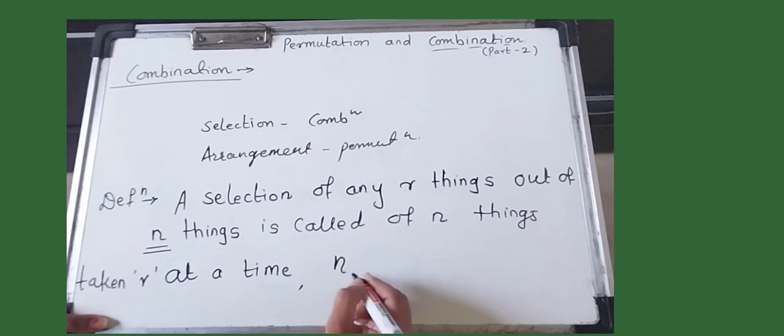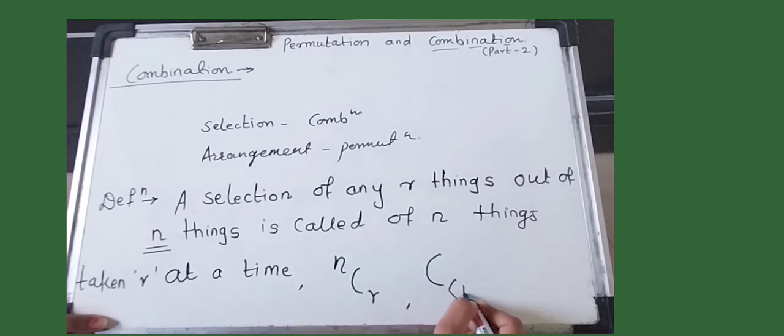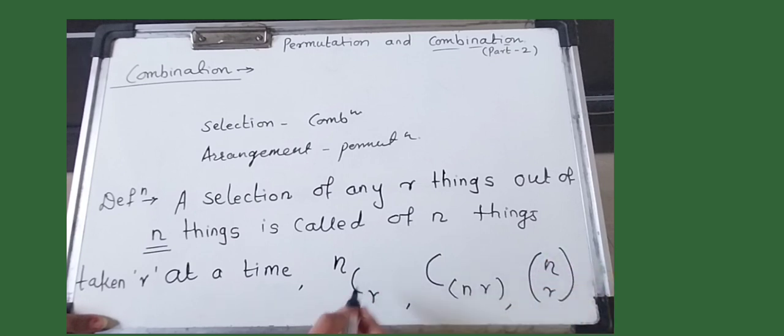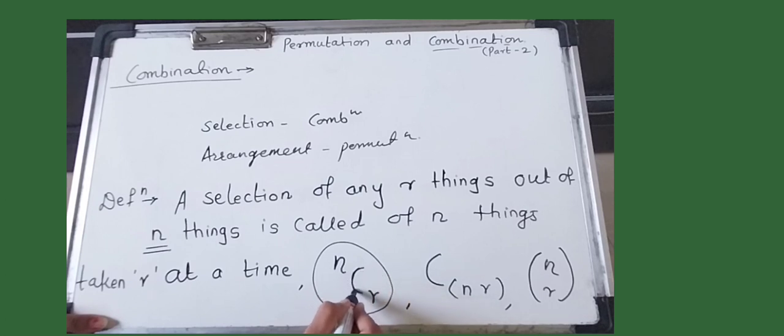How is it represented symbolically? Like this, nCr. Sometimes they use C(n,r) or this. Generally we use this one, nCr, combination. C for combination, n is the number of objects taken, r at a time. So we use this one. Clear? Take a screenshot of the definition.